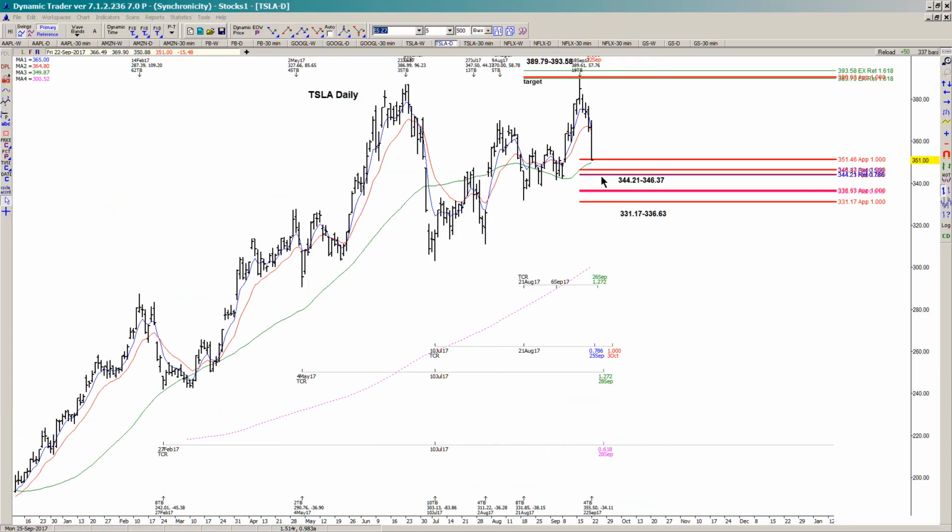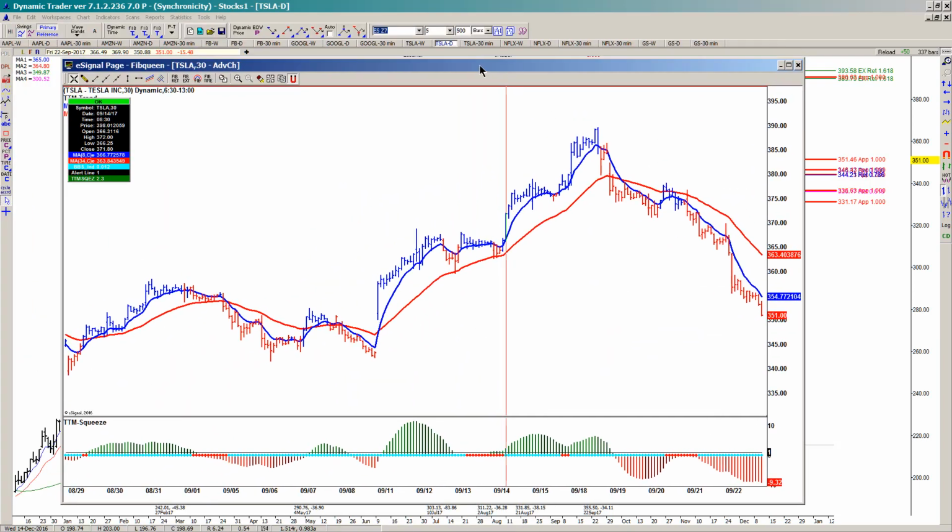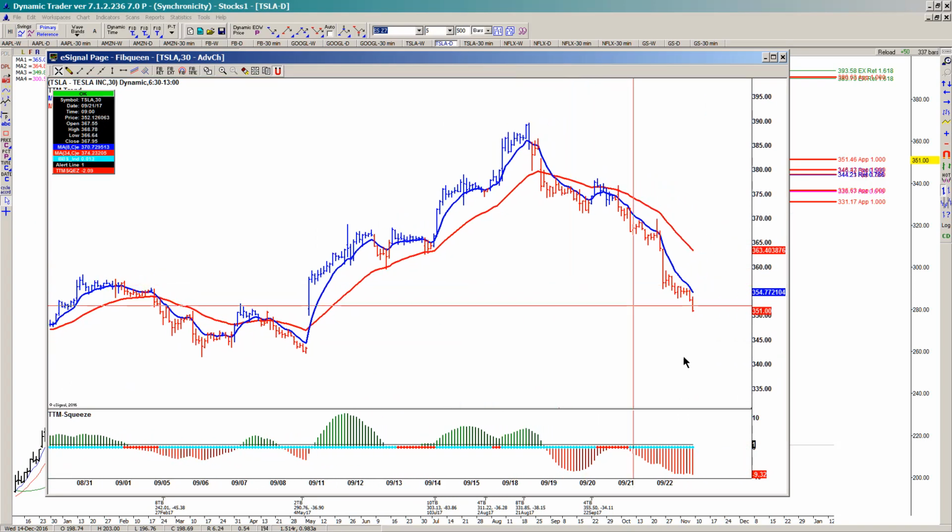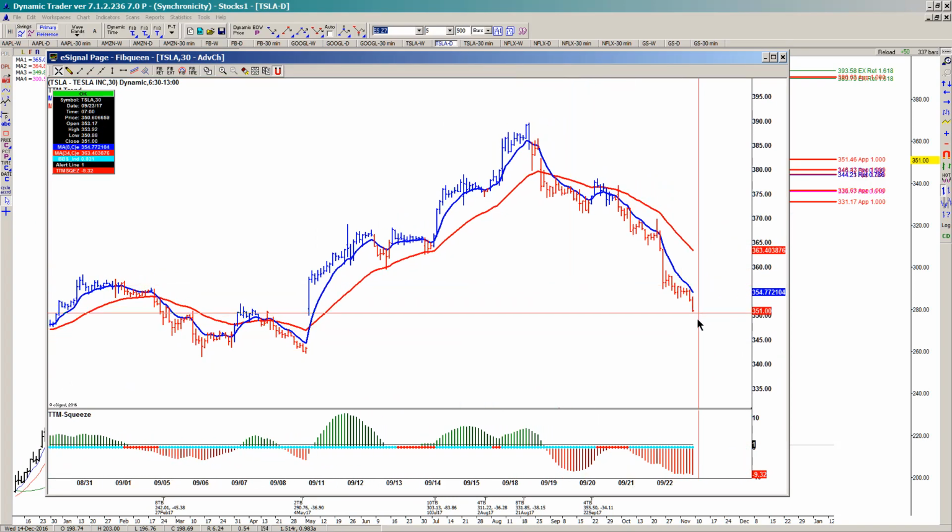We haven't seen it. The other area that we're going to watch, or actually two areas that we're going to watch, 344.21 to 346.37, and then also 331.17 to 336.63. So if we can test and hold one of these zones here, we're going to go down to the lower time frame chart and then see if it fires off a trigger entry. If it does, then it's worth placing the bet.